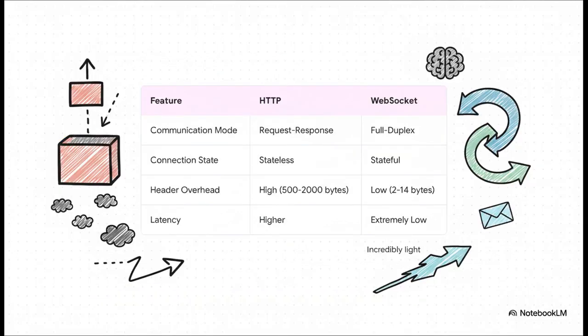This chart really lays it all bare. With HTTP, communication is a one-way street at a time, and the connection is basically stateless. It has amnesia, forgetting you after every single request. But with WebSocket, it's a two-way superhighway, and the connection is persistent. The server actually knows who it's talking to the whole time. This completely changes the game when it comes to overhead and lag. HTTP is heavy. WebSocket is incredibly lightweight once it gets going.